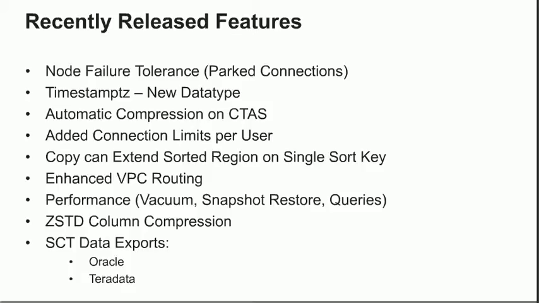The first one is that this is last October timeframe, we released what we call node failure tolerance. So this is like when a node fails, we'll hold all the connections and everything now, so that while the cluster's being fixed up, it takes on the order of minutes to replace a down node, the connections will all be held and everything like that.